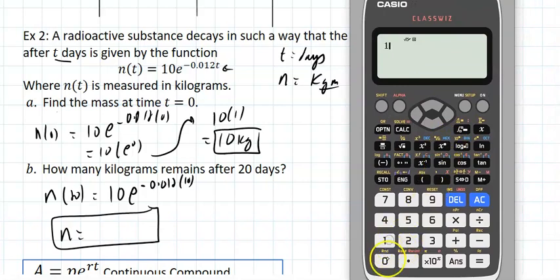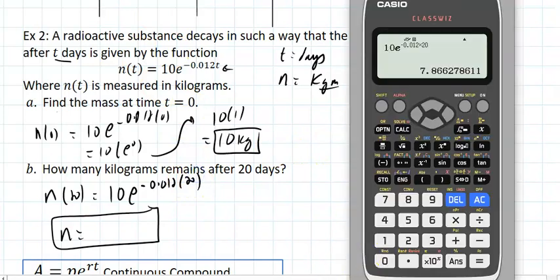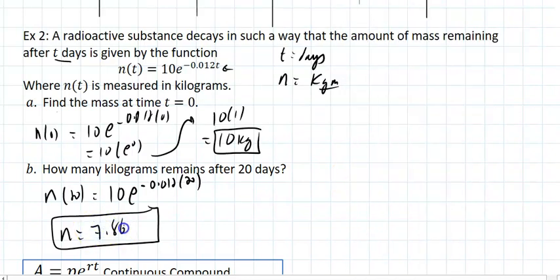And if I take 10 e to the negative 0.012 times 20. Oh, I put 10. I'm going to fix that. Times 20. And what are we getting? 7.866. Three decimals will do. 7.866 kilograms.